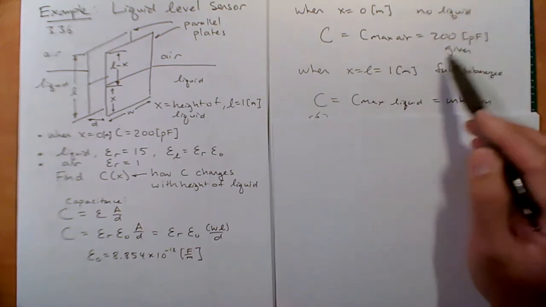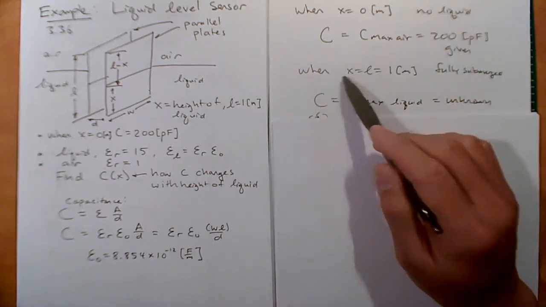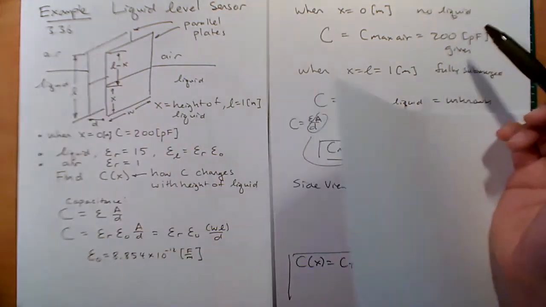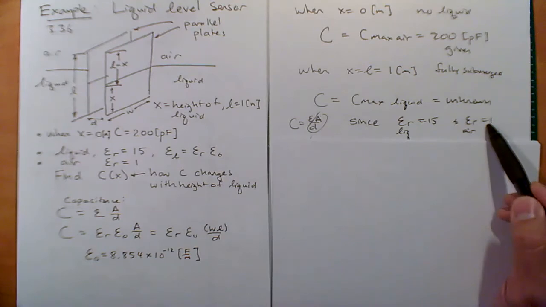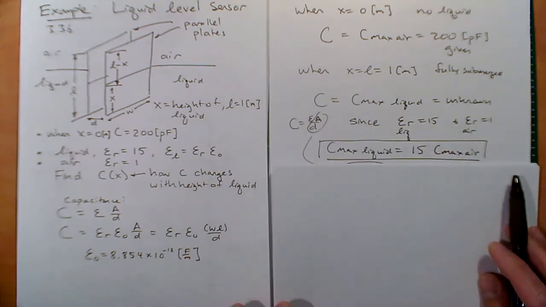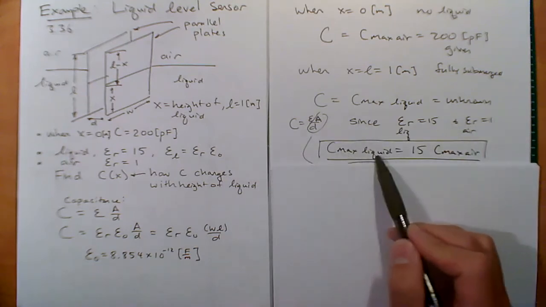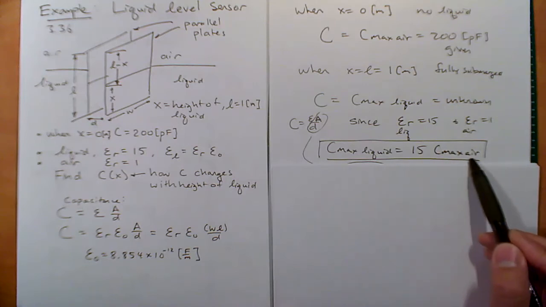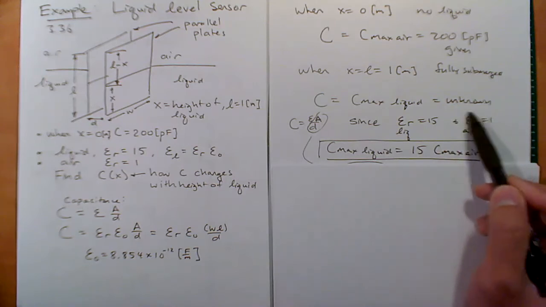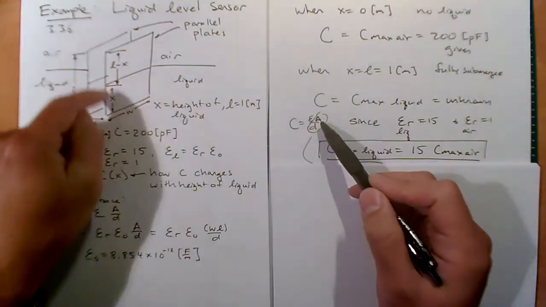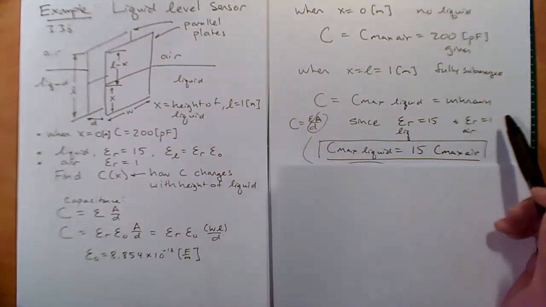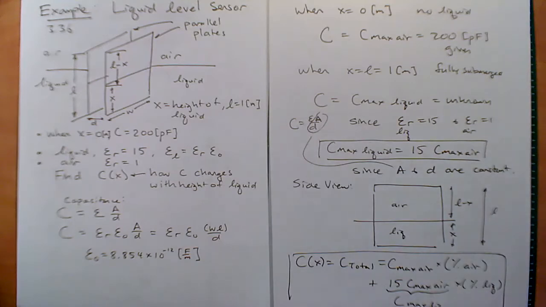We don't know what C max of the liquid is, or in other words, when X equals L, but we could find it, right? So we know that ER is 1 for air and ER is 15 for the liquid, so the C max of liquid has to be 15 times greater than that of the air, right? That should make sense because the geometric values are constant. So that's easy. So what else can we find?